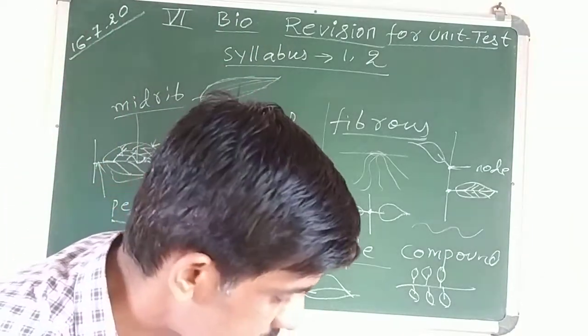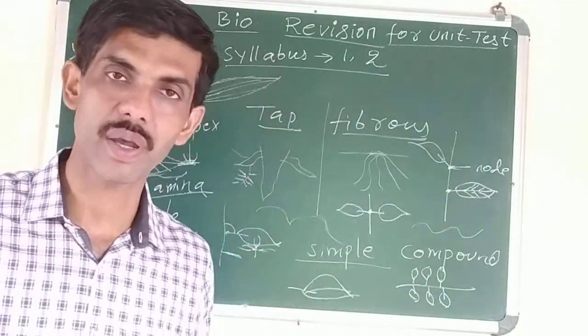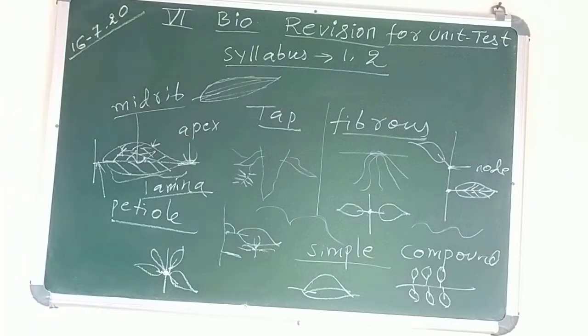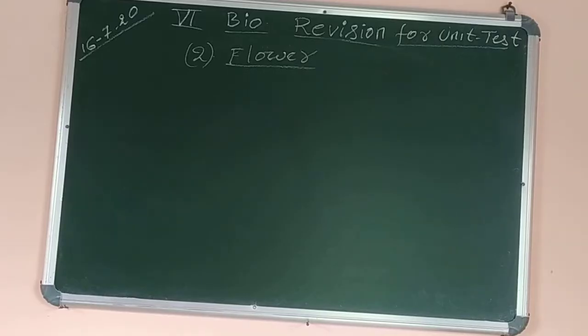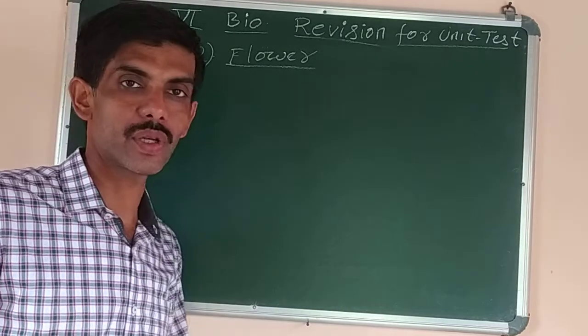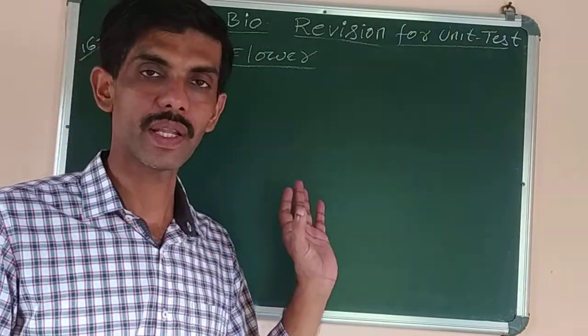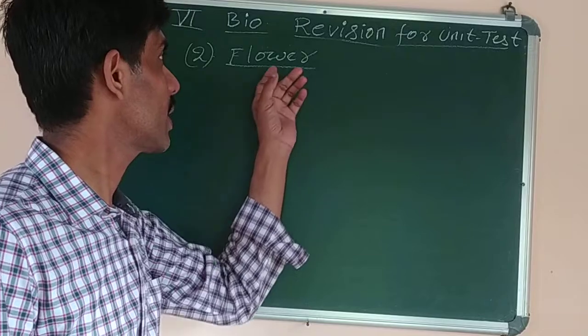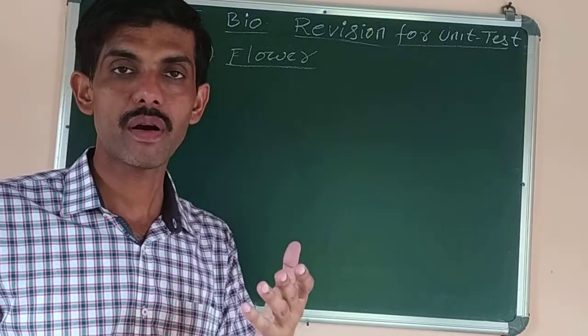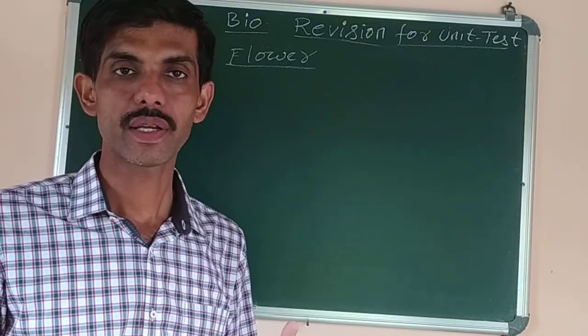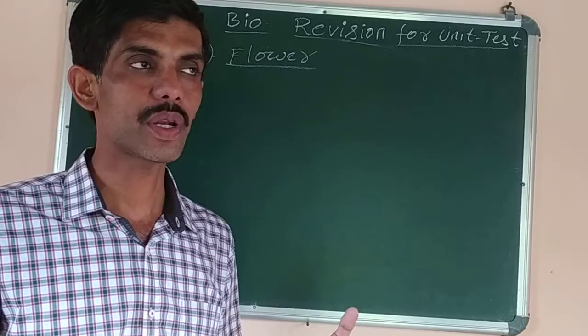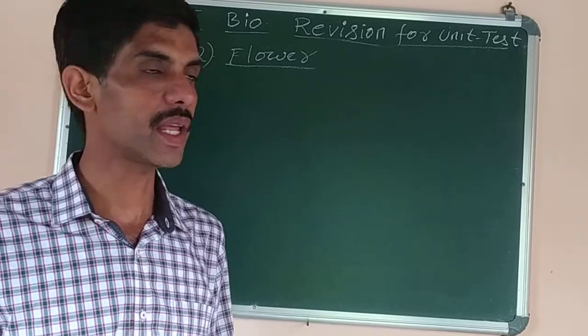Then we'll discuss the second chapter. So first chapter revision is complete. Now the next chapter, number 2, which is also there in your syllabus. Read all the details from inside the book. What are the different parts of the flower? What is a flower? Flower is the reproductive part of the plant. It is a modified shoot in which nodes and internodes are highly condensed.